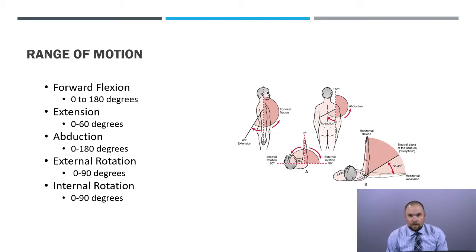Extension usually goes from about 0 to 60 degrees. Abduction, or away from the body, would be about 0 to 180 degrees. And then when we talk about external rotation, you can evaluate that in two different planes. You can evaluate it with the arm at the side of the patient and having them externally rotate out away from their body. And you can also evaluate that at 90 degrees and have them externally rotate up and away.